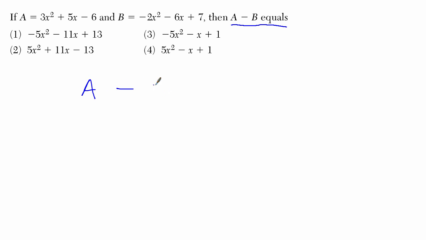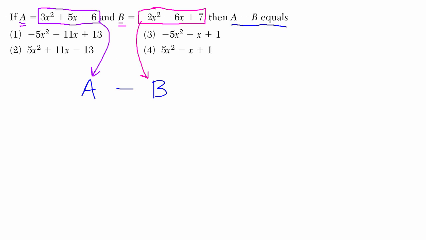So a minus b. Now, in order to figure out what this expression equals, we have to know what a is and what b is. So we can plug them in, or substitute, and figure out our answer. Fortunately, they tell us those things in the problem. They tell us that a is equal to 3x squared plus 5x minus 6, and that b is equal to negative 2x squared minus 6x plus 7. And so we're just going to substitute these right in. We're going to take the values of a and b and substitute them in here.